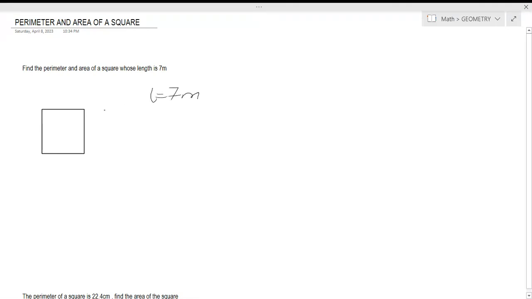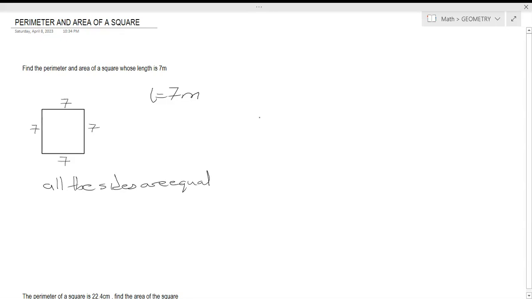Now, unlike the rectangle, the square has all sides equal. So if we have a square here, and this is 7, this is also 7, this is also 7, it's going to be 7. So all the sides are equal. Now to find the perimeter of a square, it's quite easy.